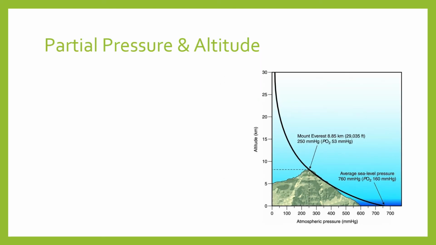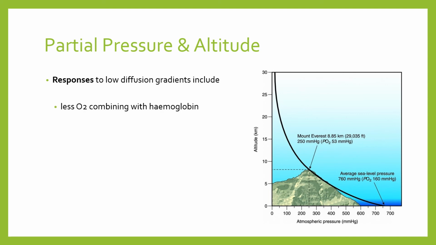So, what are the responses that the body makes to counteract this issue? We've explained that if we go up a mountain, it's harder to get the oxygen in and supplied to the working muscles because of the diffusion gradient. What impact does that have? Well, the responses to low diffusion gradients, so again, high altitude means low gradients, include some of these things. Number one, less oxygen combining with hemoglobin. Well, that's obvious, isn't it? We're getting less oxygen into the bloodstream, so less oxygen is combining with hemoglobin.